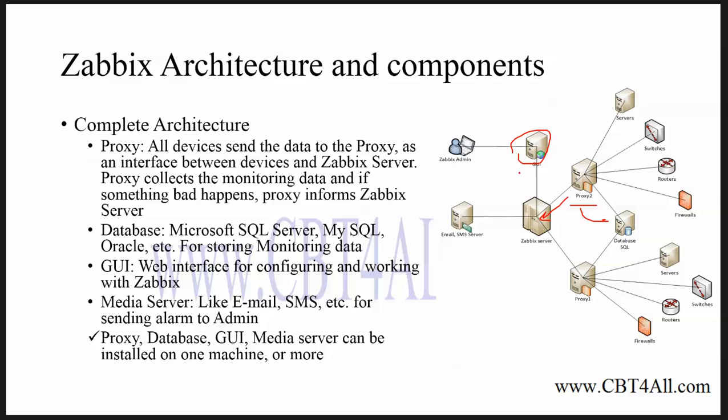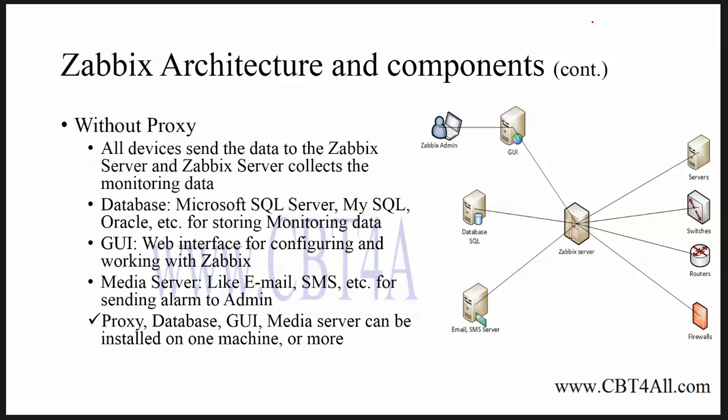It's a bit complex, so we have another architecture of Zabbix. In this architecture, we install the proxy on Zabbix itself. You know that all of these components, GUI, database, and email server, could be installed on different machines or on one machine. So in this architecture, we install the proxy on the Zabbix server's machine, but it is still a bit complex, and it's not appropriate for us as beginners in Zabbix and Linux.